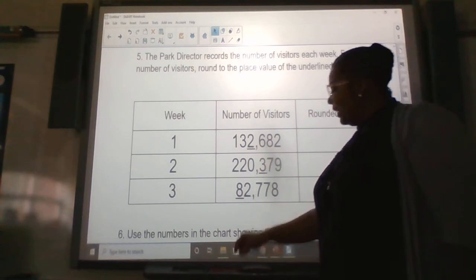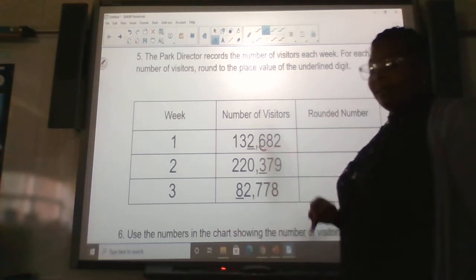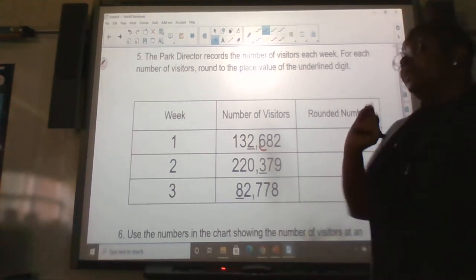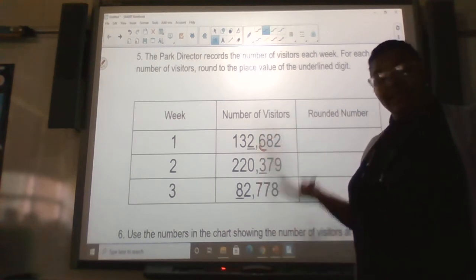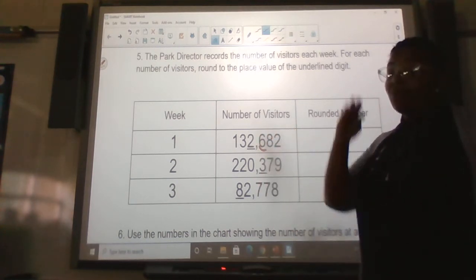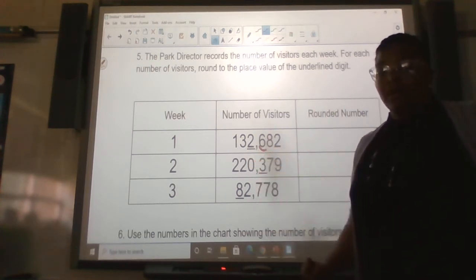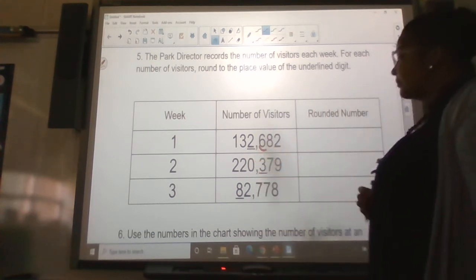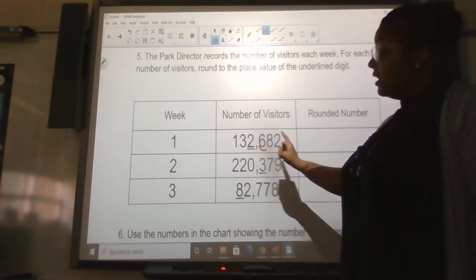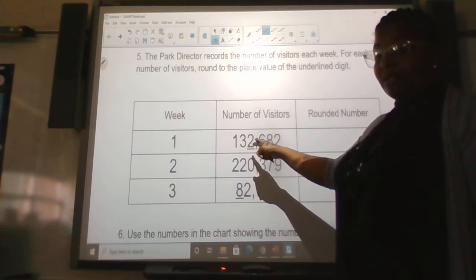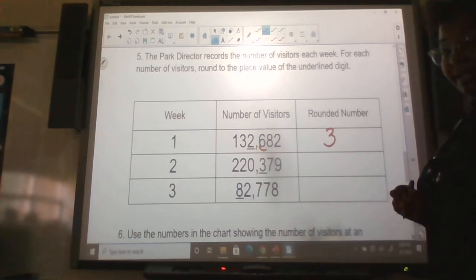So if I'm rounding this, I'm going to look to the right of it and look at my 6. Now if it's 4 or less, I round down. Underlined digit stays the same. If it is 5 or more, I round up. So my underlined digit will go up 1. I look at my 6 and I know that it is greater than 5. So I will round this underlined digit up 1 and make this 2 a 3.